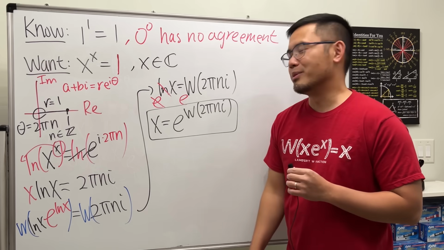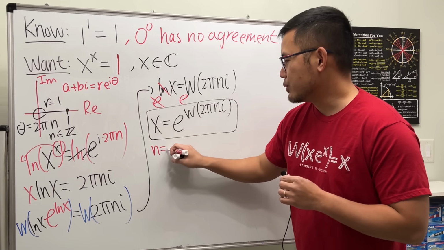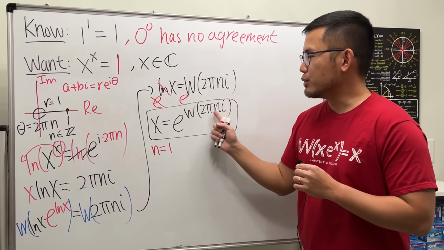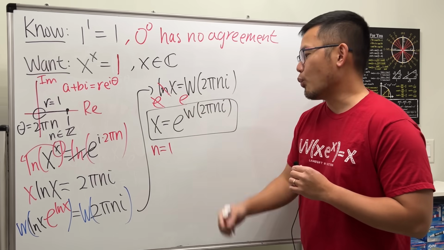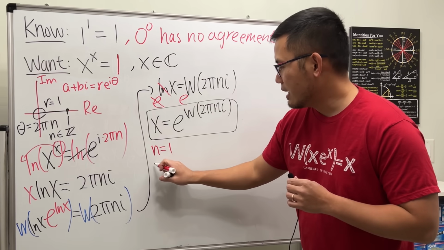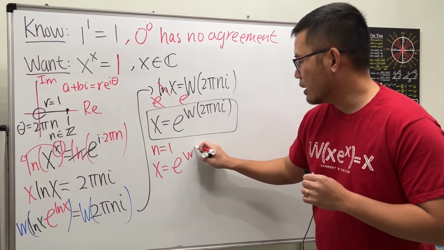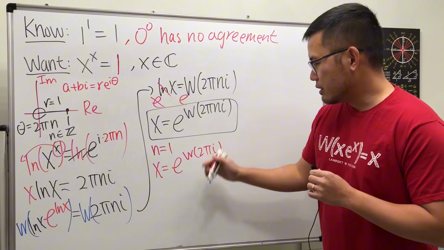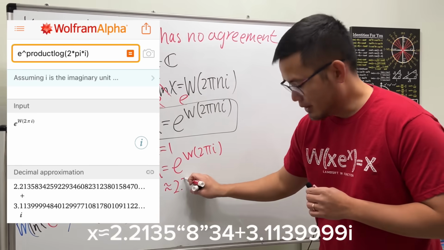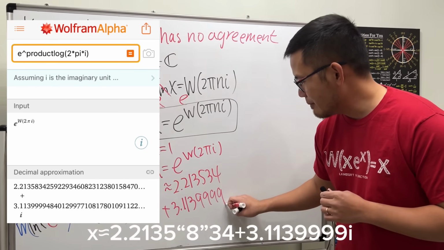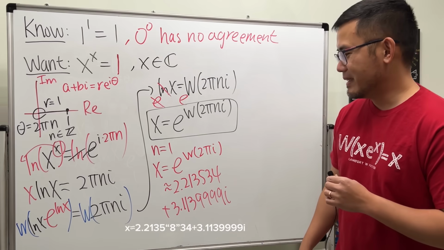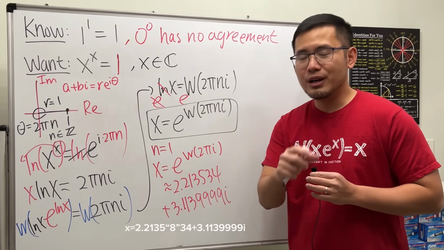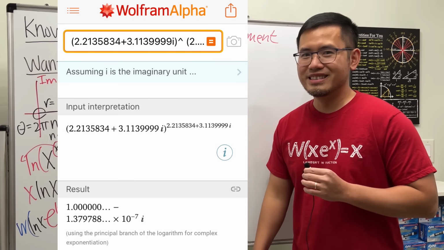And now let me just give you guys some concrete examples. So let's say if I pick n is equal to 1. If we put n equal to 0, then the inside is 0. W of 0 is 0. e to the 0 is just 1. So let's pick 1. When we have that, we are looking at x being equal to e to the W of 2 pi i, right? And enter this on Wolfram Alpha, you will get approximately this complex number, like that. So if you put this as the base and then raise to the same power, you end up with 1. Take a look. Yep, just like that.